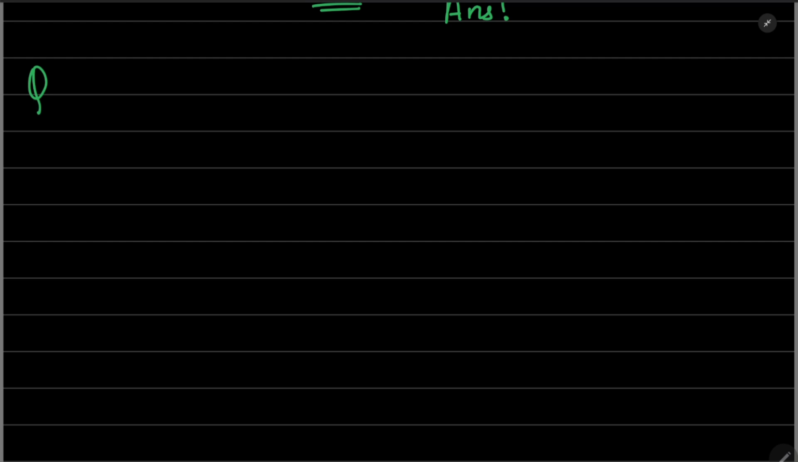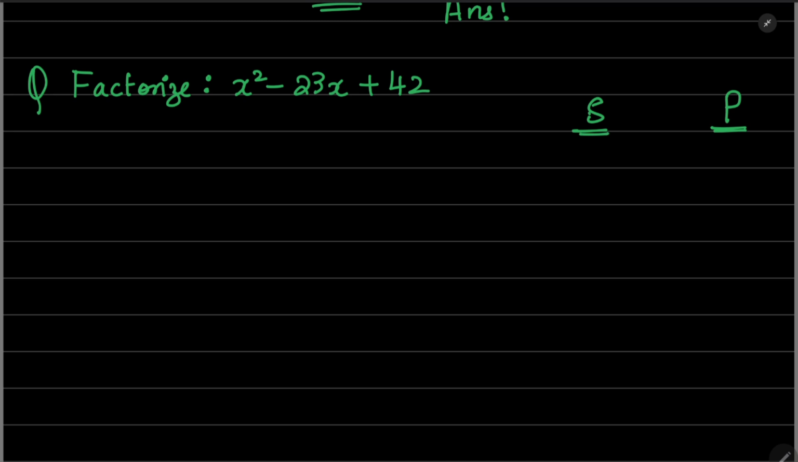Another question. Factorize x square minus 23x plus 42. Now you can tell me it's in the correct order, right? x square and then x and then 42. So what is the sum and what is the product? The sum will be the coefficient of the x term, which is nothing but minus 23. What will be the product? The product will be the coefficient of x square, which is 1, multiplied by 42.